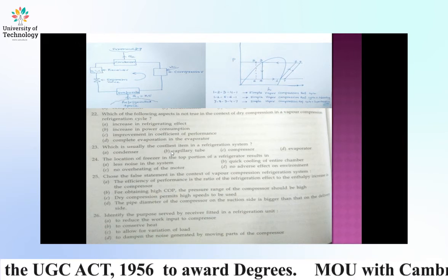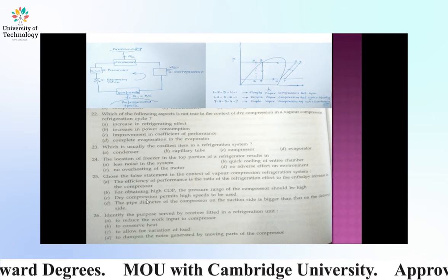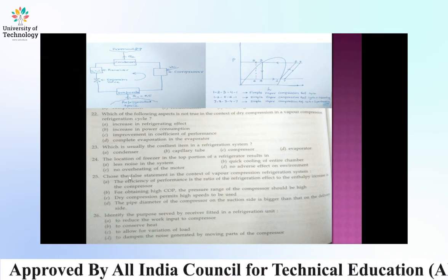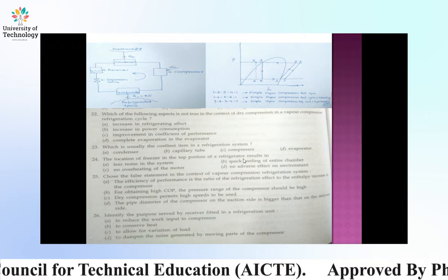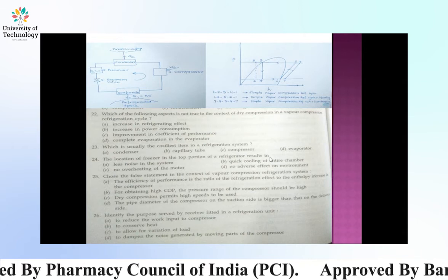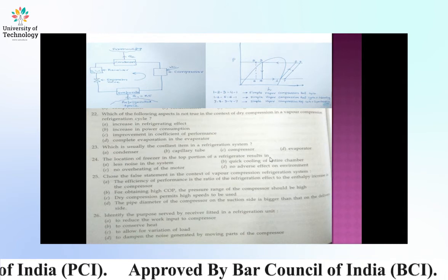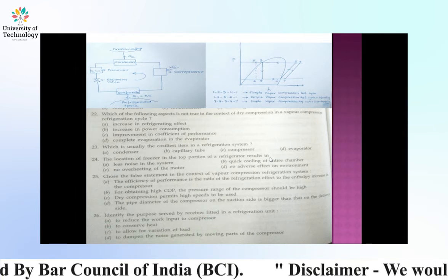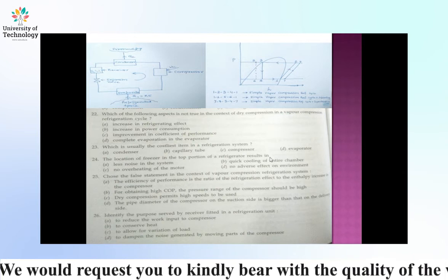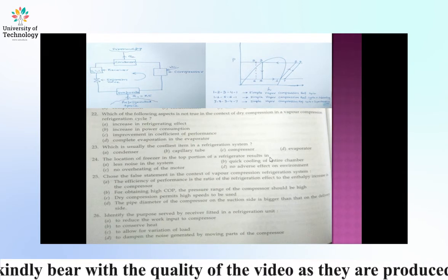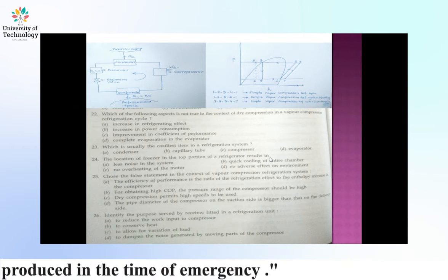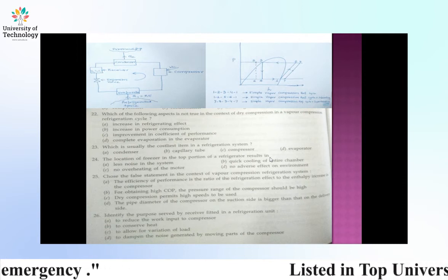The location of the freezer, question number 24. The location of the freezer in the top portion of the refrigerator results in less noise in the system, quick cooling of the entire chamber, no overheating of the motor, or no adverse effect on the environment. The most correct answer is quick cooling of the entire chamber. So the evaporator is located mainly in the top portion of the domestic refrigerator. Now question number 25. Choose the false statement in the context of vapor compression refrigeration system.